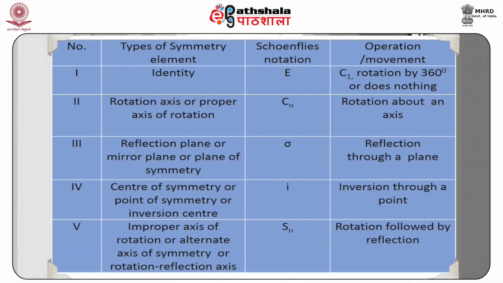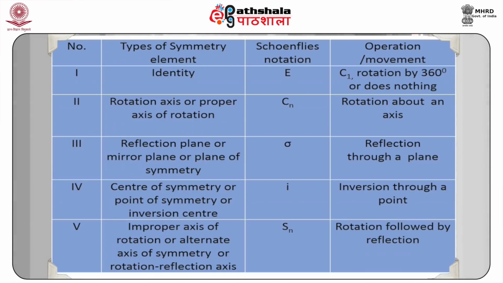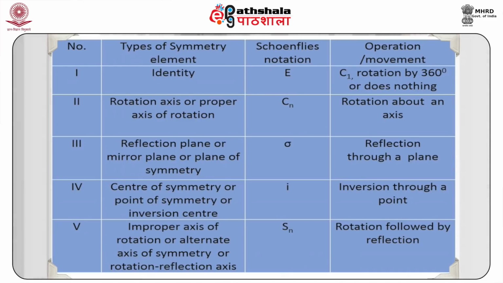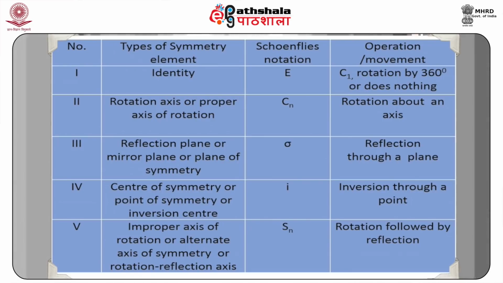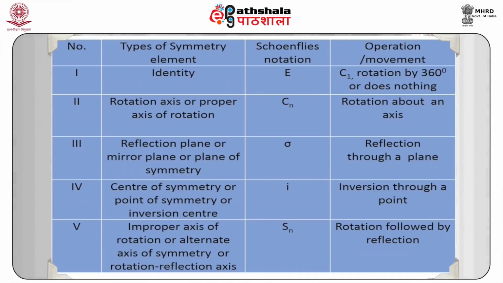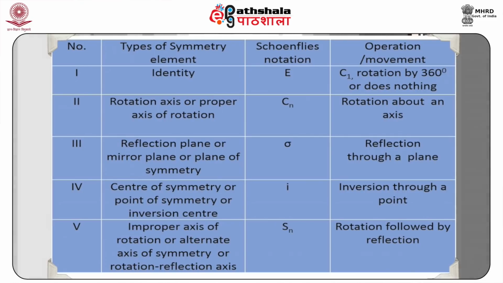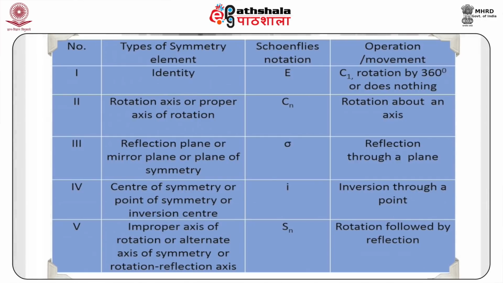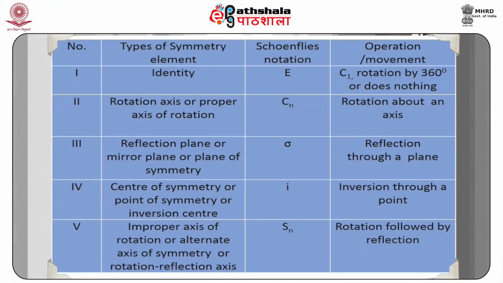Actually, this is not an isolated symmetry element or imaginary symmetry element. It is the combination of two symmetry elements, that is, a rotation axis, then a reflection in the plane perpendicular to this rotation axis. And what we do in this Sn operation is that we carry out a certain rotation about a rotation axis followed by a reflection in a plane perpendicular to this rotation axis. So, this is an Sn axis.